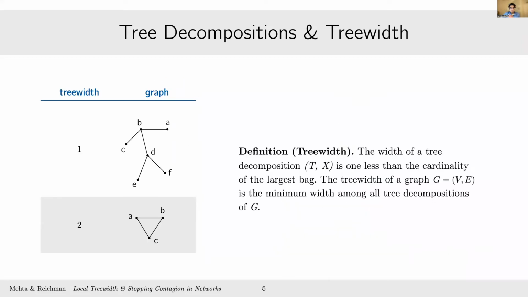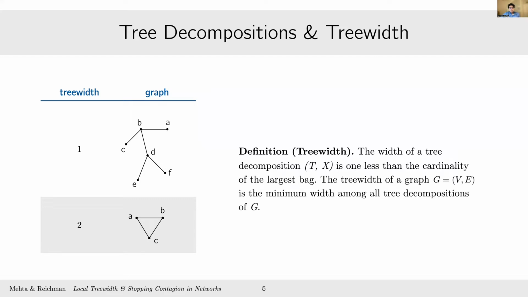Okay. So in the tree decomposition that we saw previously, you'll notice that the size of each bag was 2. In this case, we'd say the width of that particular tree decomposition is 1. It's always 1 less than the cardinality of the largest bag. The tree width of a graph is the minimum width among all possible tree decompositions of that graph G. So the particular graph that we saw, which in fact was a tree itself, its tree width was 1. We found a tree decomposition with bags of size 2.